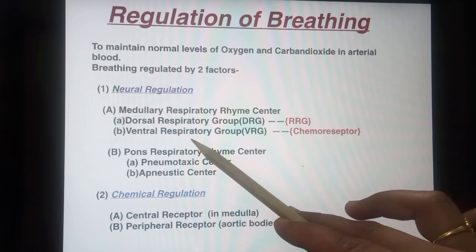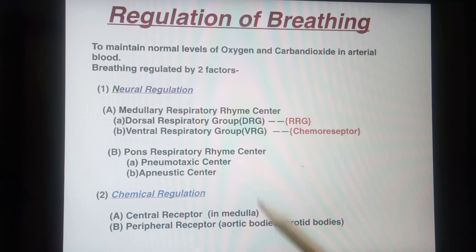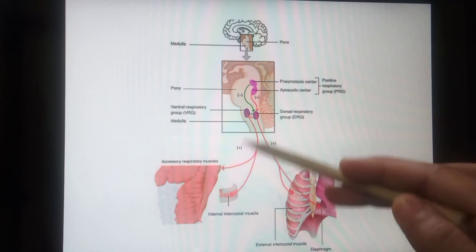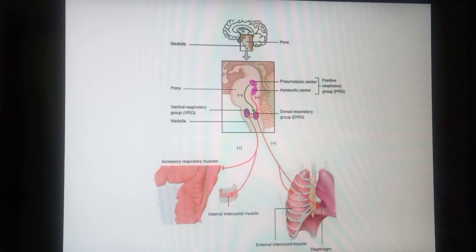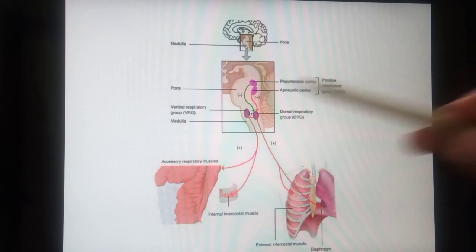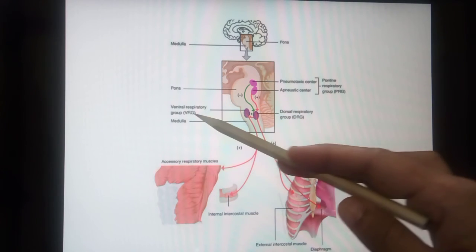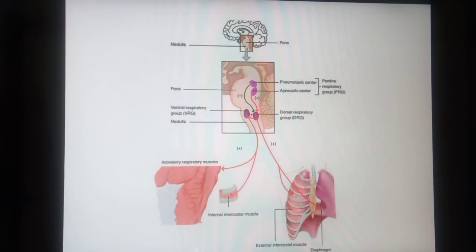What is the function of the ventral respiratory group? When you are doing exercise, you breathe in and out very fast. You inhale too much oxygen from the atmosphere and you exhale too much carbon dioxide to the atmosphere. How does this happen? The ventral respiratory group is responsible for this.